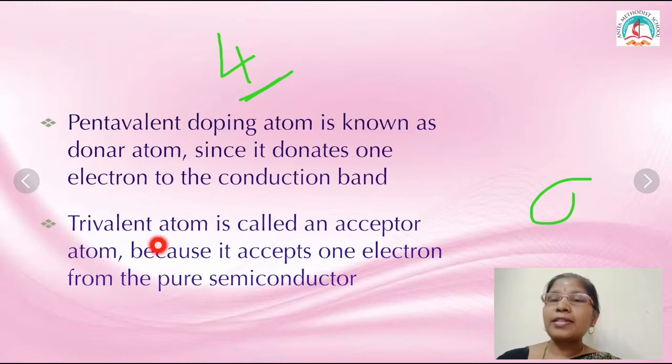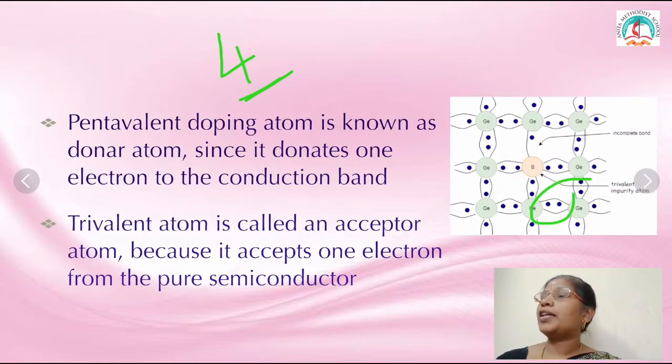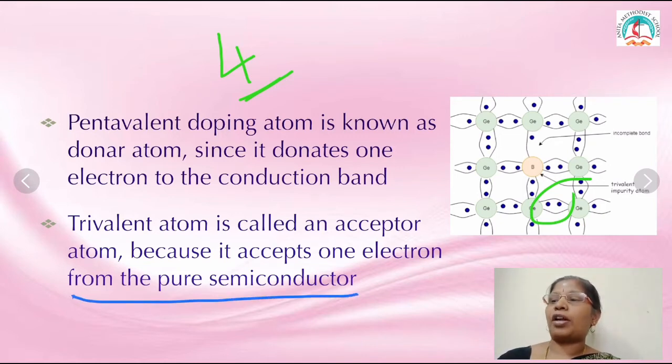Now, the next one is the trivalent atom. A trivalent atom accepts an electron. Now, you see the diagram. Now, boron is added. It forms covalent bonds with the silicon or germanium atoms, but only 3 electrons are there from boron. So there is a deficiency of an electron on this side. Okay. So this accepts an electron. So this is called an acceptor atom.